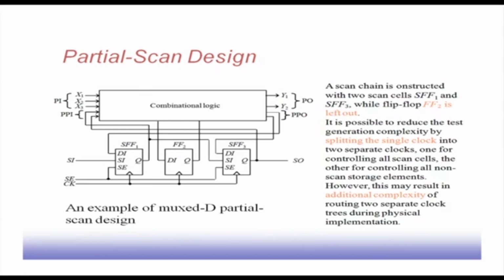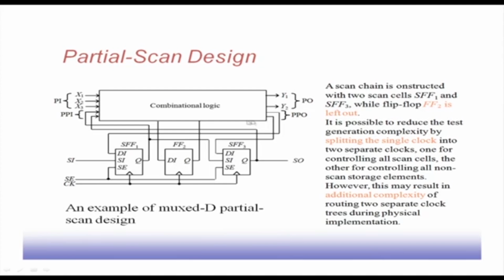This is a case where we have a masked D based partial scan design. Here you see that in the design we have 3 flip flops, FF1, 2 and 3. Out of them, the first flip flop and the third flip flop are converted into scan flip flops, whereas flip flop 2 is not converted into a scan flip flop. So, this is some type of partial scan design.